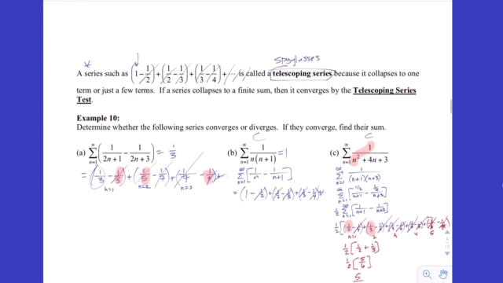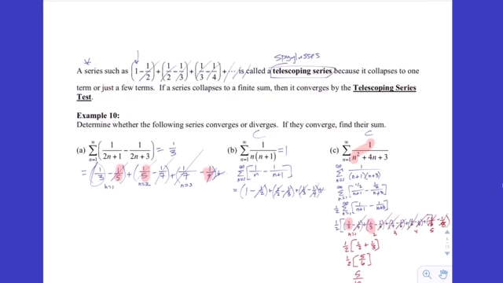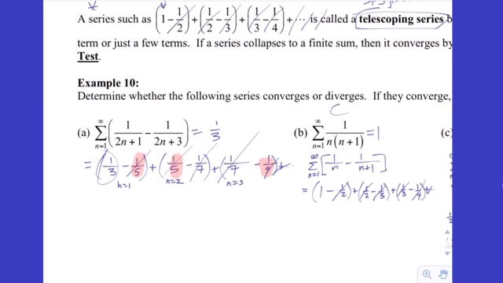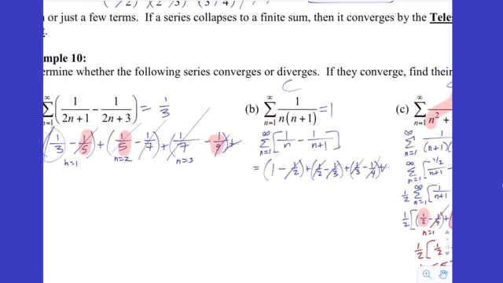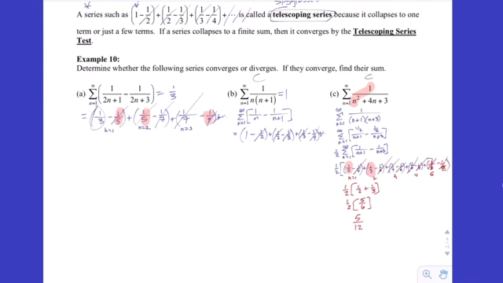All right, any comments or questions about telescopic series? Are they on the BC exam? No. Will you see series like these on the BC exam? Possibly, but then you're only going to be asked if they converge or diverge.